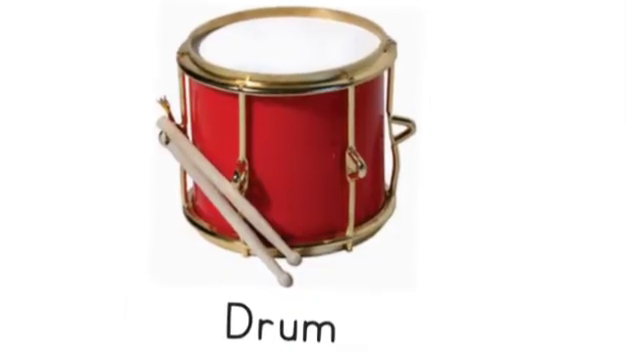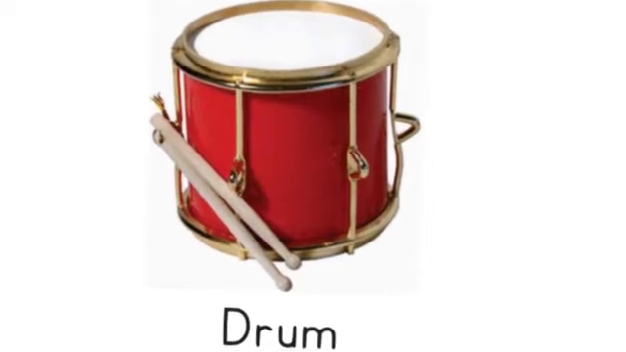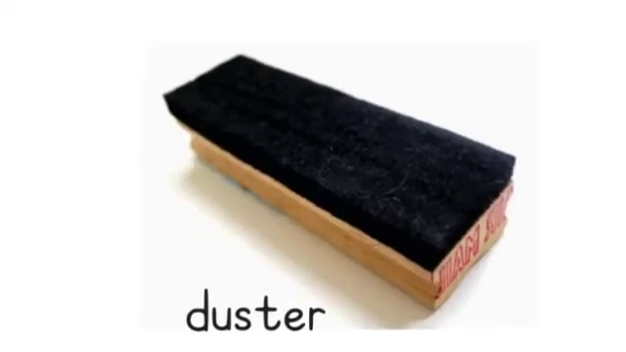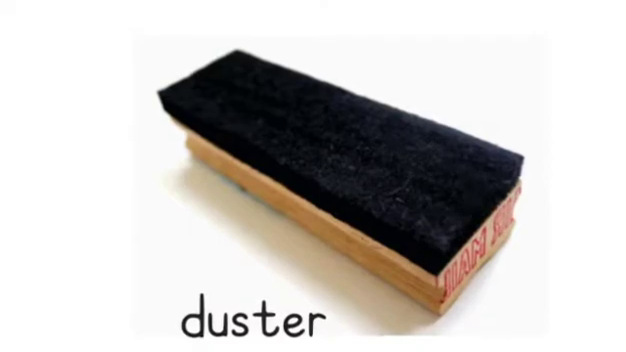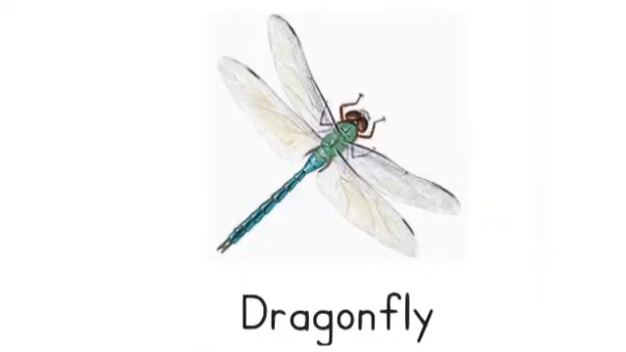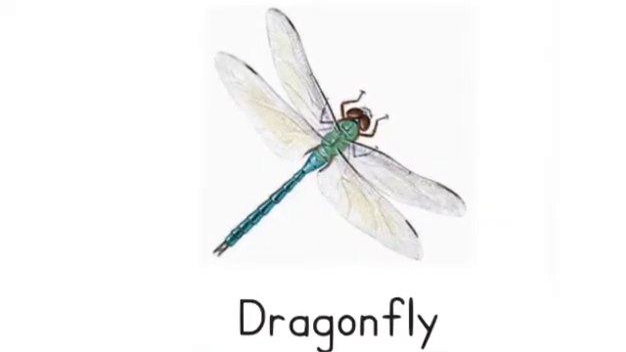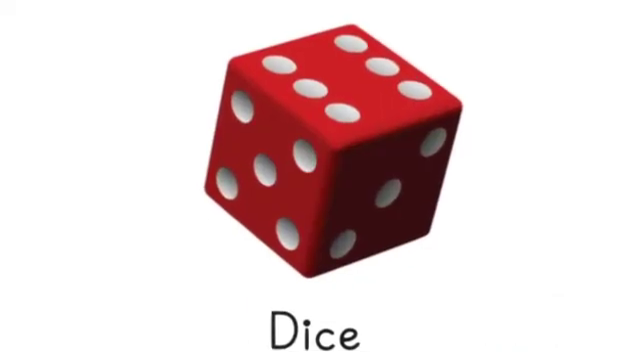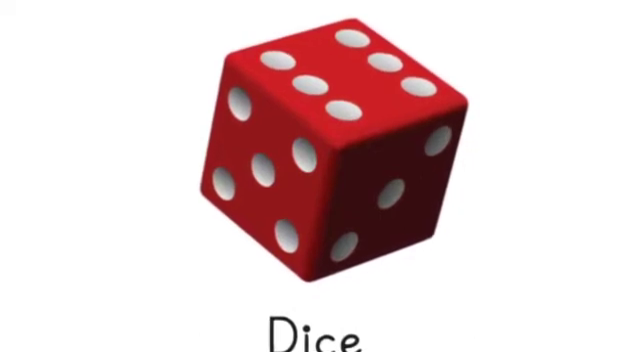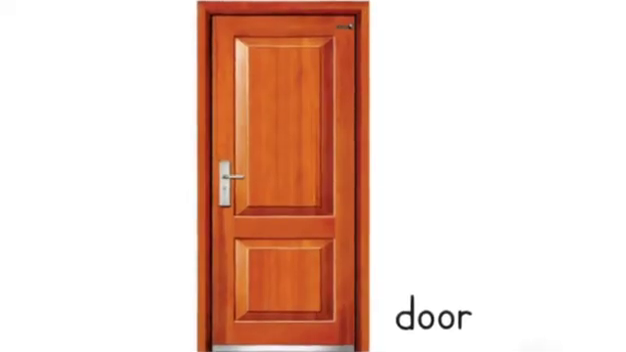D for drum, D for duster, D for dragonfly, D for disc, D for dice, and D for door. Now we will do one activity related to alphabet D. Let's start.